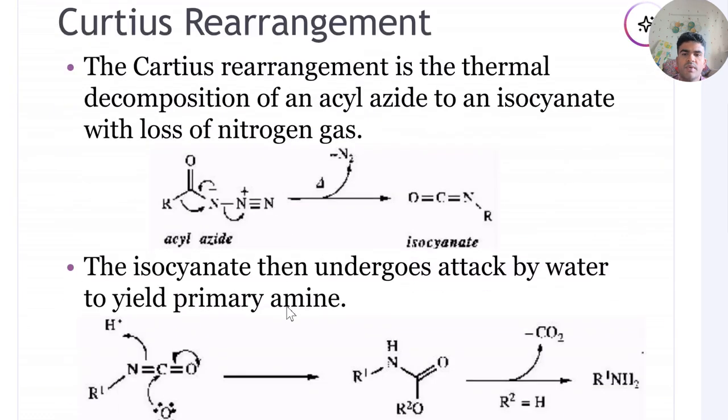Now, next I will come to the Curtius rearrangement. In the Curtius rearrangement, acyl azide will convert to an isocyanate, which again reacts with H2O to form the amine. This is a similar type of reaction. Here acyl azide will convert to an isocyanate. The isocyanate will react with H2O to give the corresponding amine. Again, a similar type of reaction.